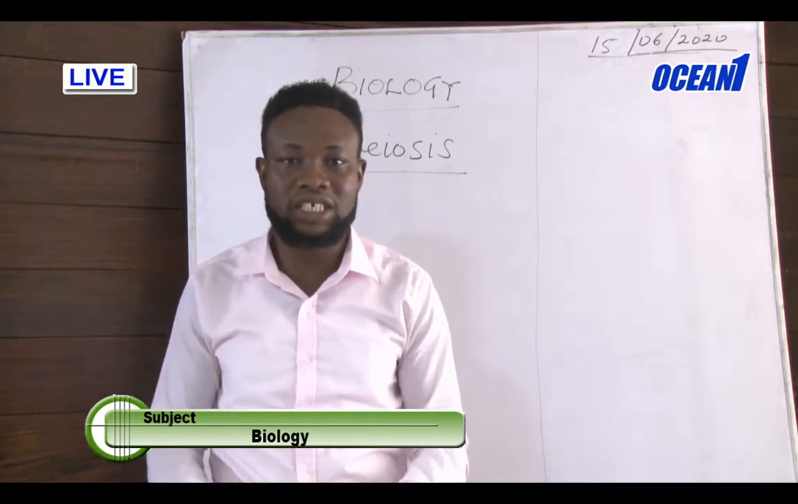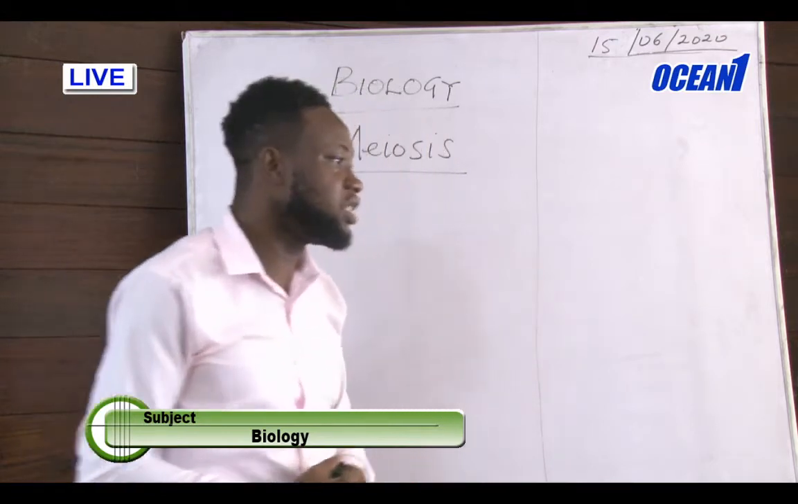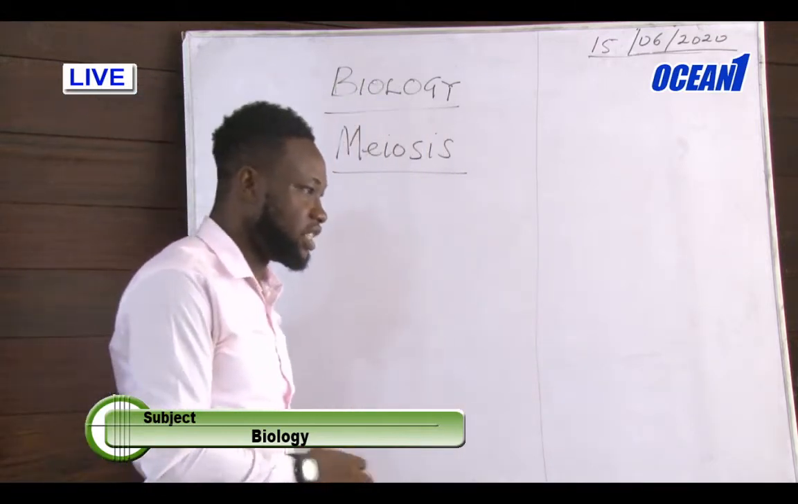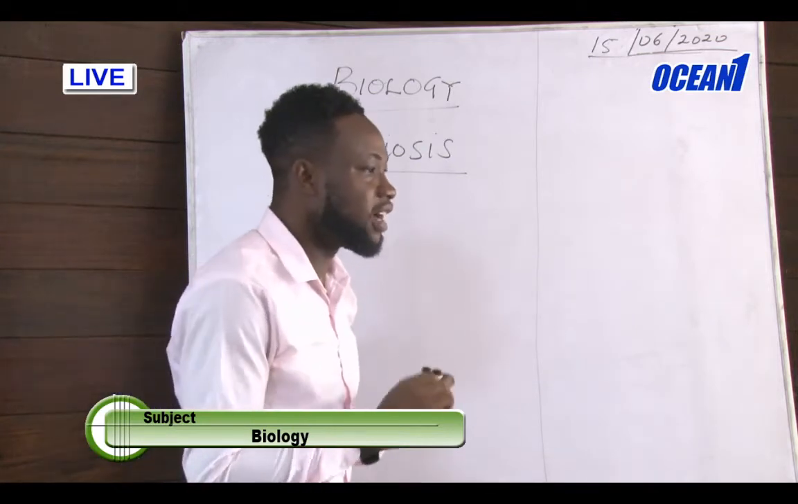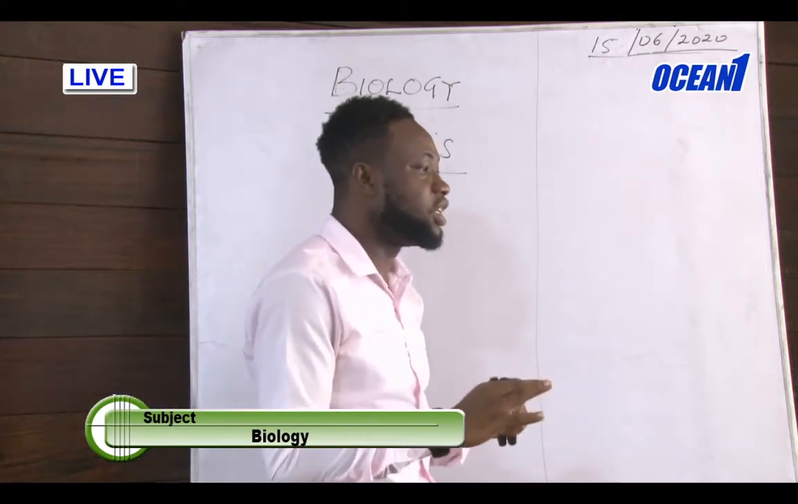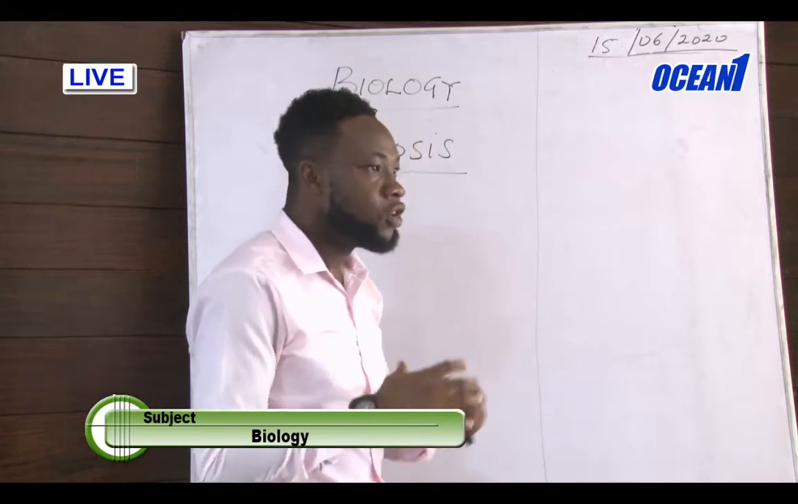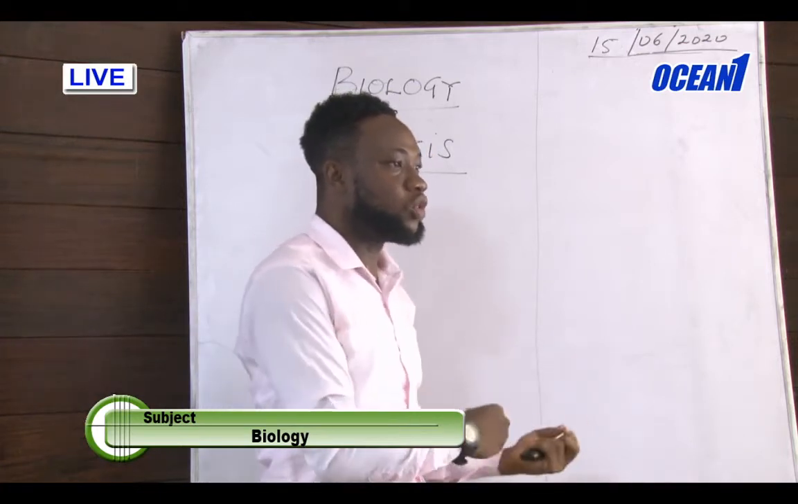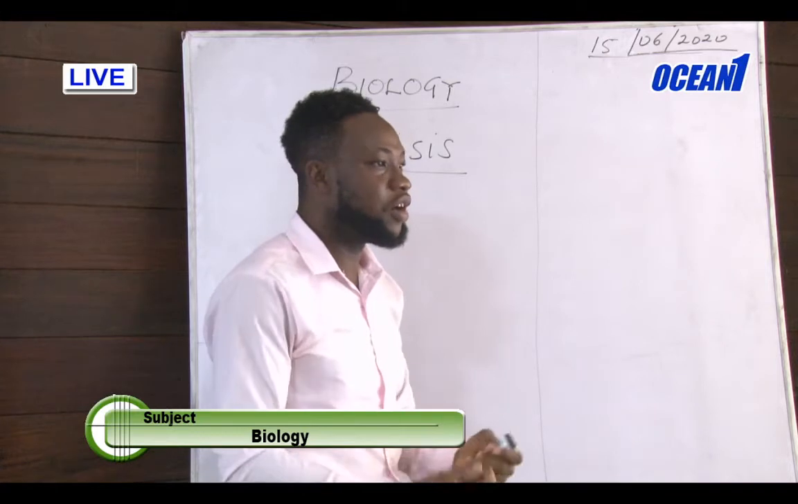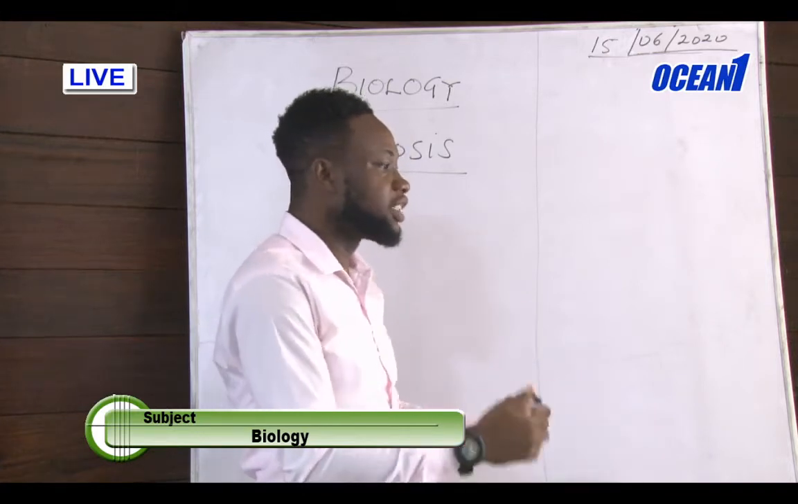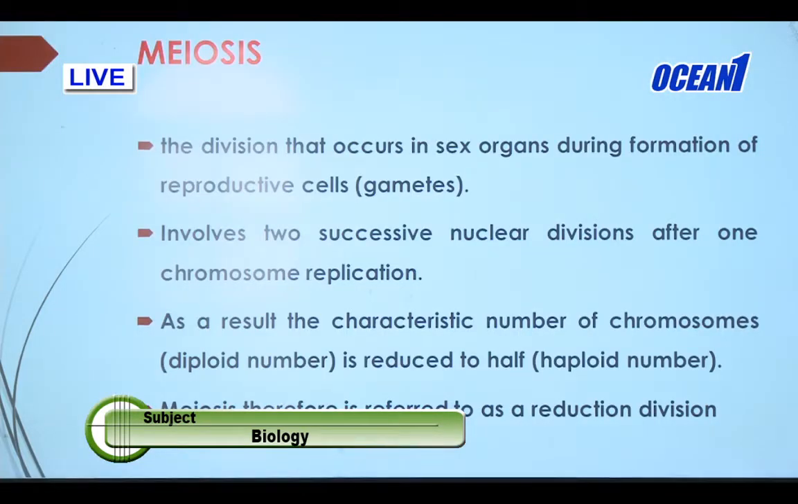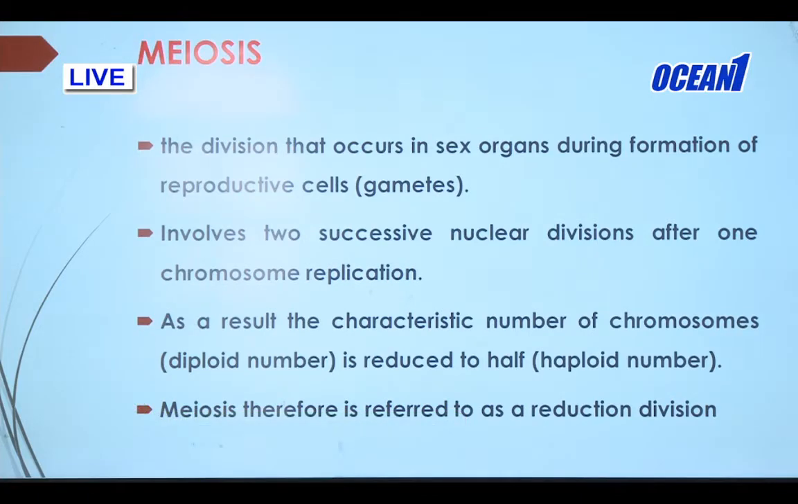So the obvious question is, what is meiosis? We say that meiosis is a division that occurs in the organism during the formation of reproductive cells. We saw that mitosis occurred in somatic cells, and now we are realizing that meiosis occurs in reproductive cells. That is to say, when the division occurs in the sex organ, or when the organ is undergoing reproductive formation, then we say meiosis occurs.